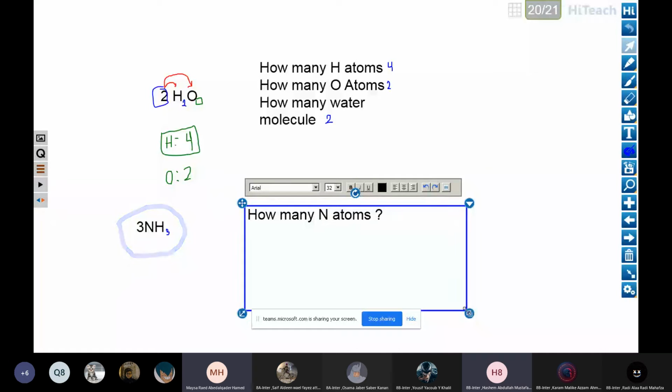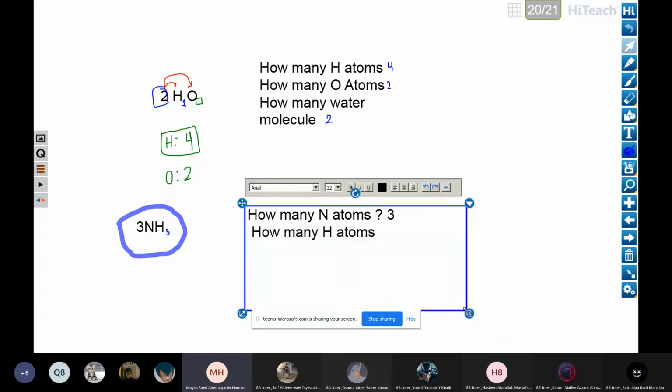So how many nitrogen atoms are they? Look at the screen. Nitrogen, 3 atoms. Okay. How many hydrogen atoms? Miss, 6 atoms, right?